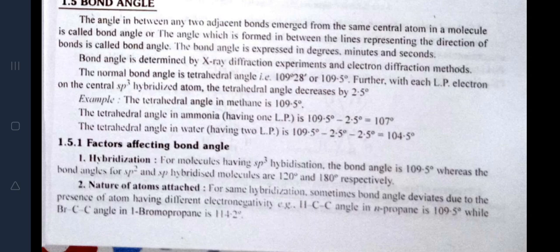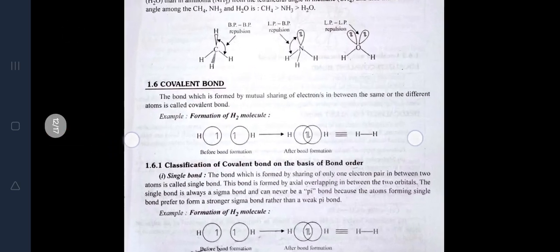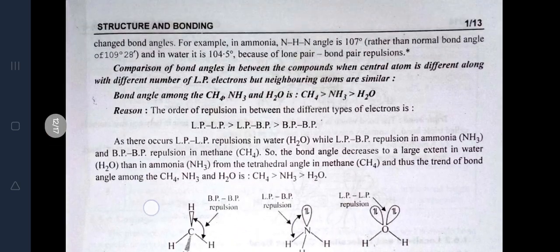Second one, nature of the atom attached. Sometimes, with the same hybridization, the bond angle deviates due to the presence of atoms having different electronegativity. The carbon-carbon-hydrogen bond angle in n-propane is 109.5 degrees, while the bromine-carbon-carbon angle in 1-bromopropane is 114.2 degrees. The changed bond angle, for example, in ammonia, the H-N-H angle is 107 degrees.